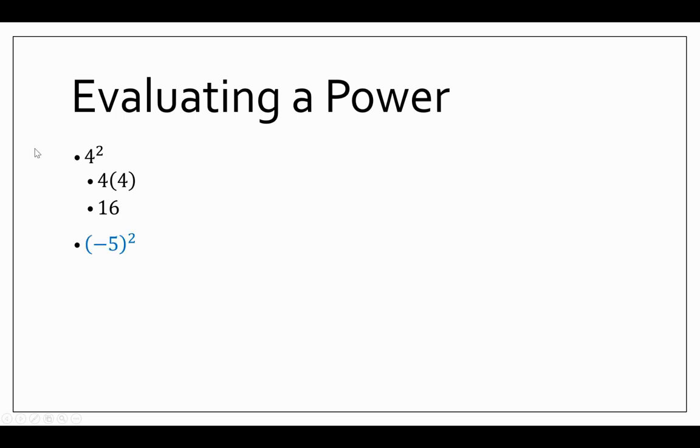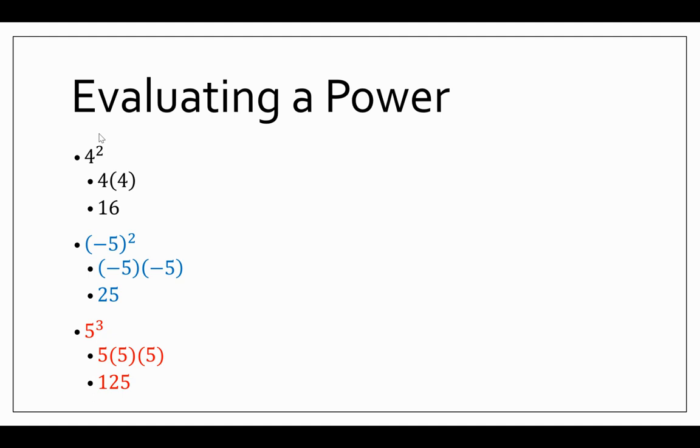Another example here: if I have -5, and again, parentheses are important. You're going to hear me say that a couple times. If I have (-5) squared, this is technically -5 times -5, which is a positive 25. One more example: 5 cubed, 5 to the power of 3, is 5 times 5 times 5, and that comes down to 125. 5 cubed, 125.